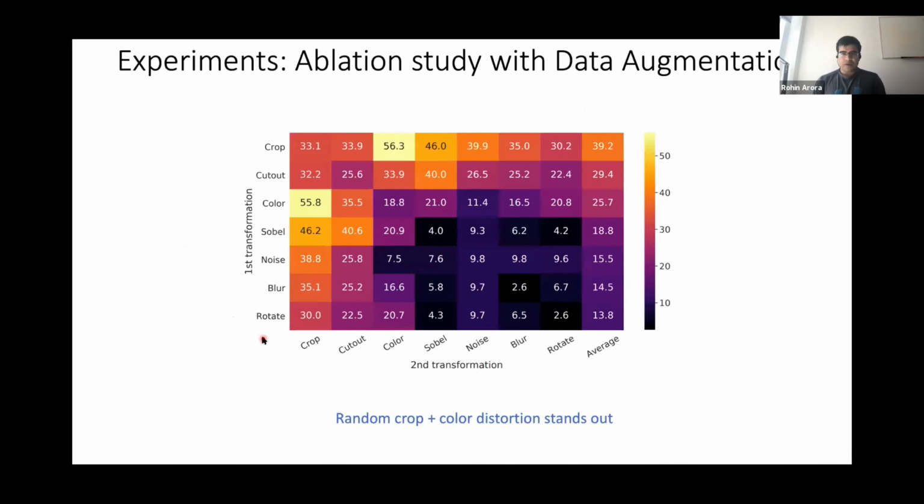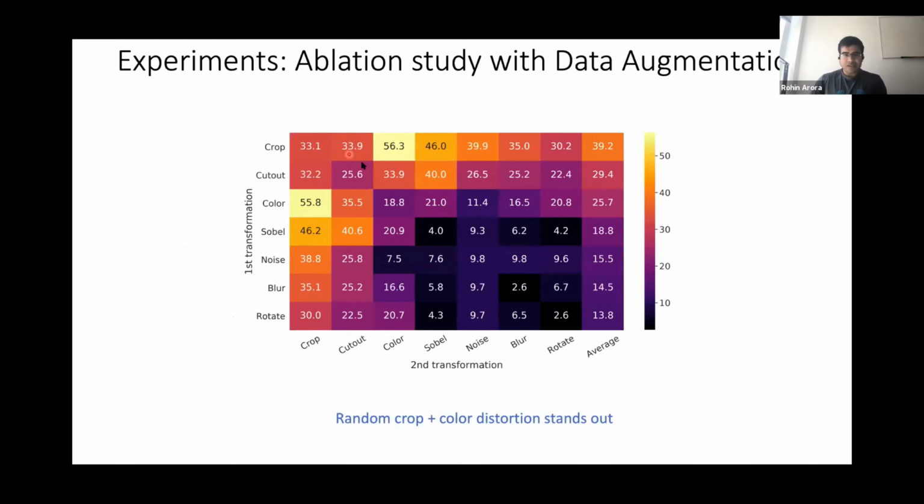As I mentioned, data augmentation was a really key point of this paper, and it really got the accuracy high. A really nice thing about this paper was that they did an ablation study: what if I keep just one data augmentation and then apply the other? Since there were about 7 of them, it makes a 7x7 matrix. They tried out all the 49 combinations. What is the one that works out the best?